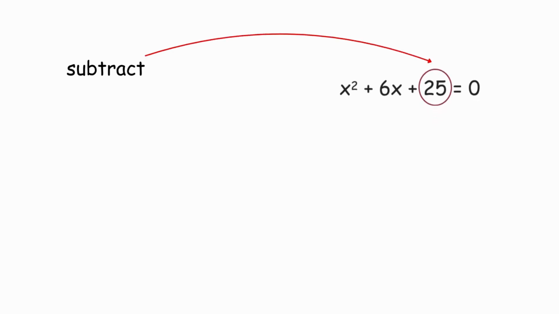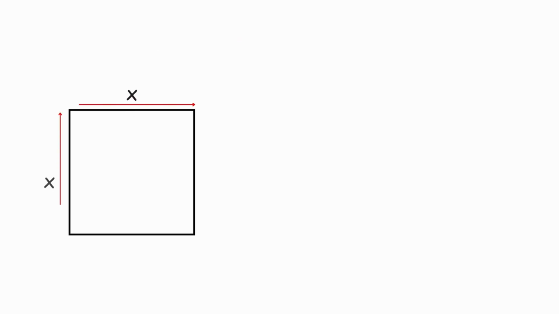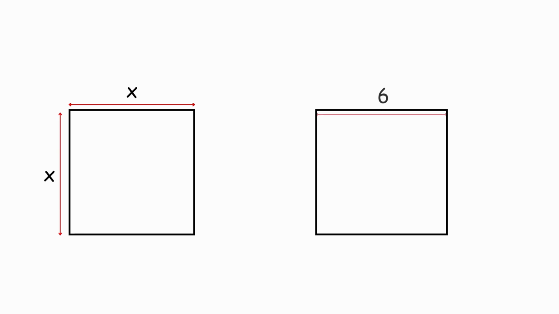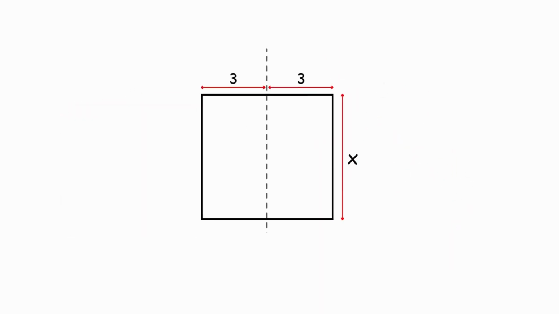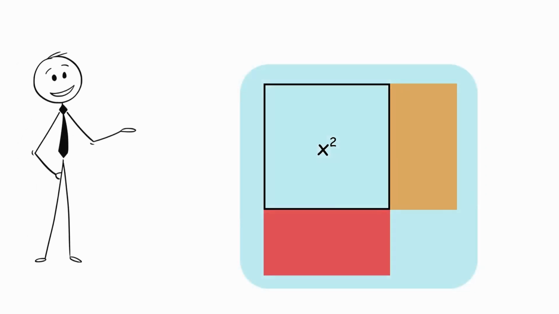Now that we have x squared plus 6x plus 25 equals 0, let's do the same procedure from before. If we subtract the constant 25 from both sides here, we get x squared plus 6x equals -25. Now, draw a square with a side length of x. Then draw a rectangle with a width of 6 and a height of x. Cut the rectangle vertically in half and glue these two new rectangles to the sides of the square representing x squared. This forms a shape with a so-called area of -25, without taking that area literally.